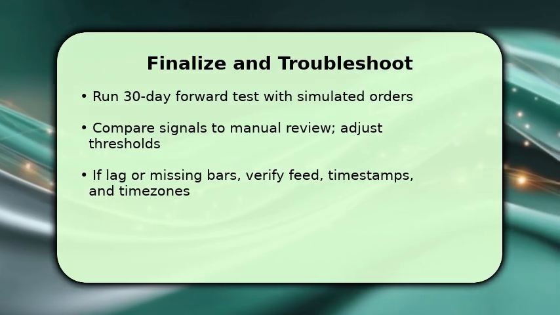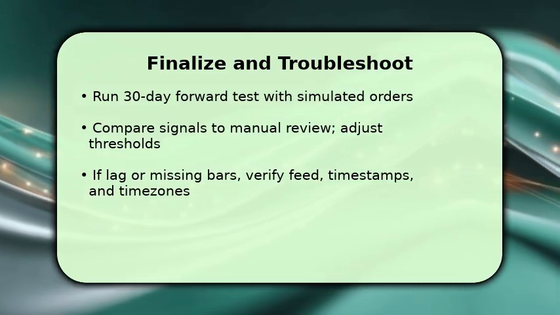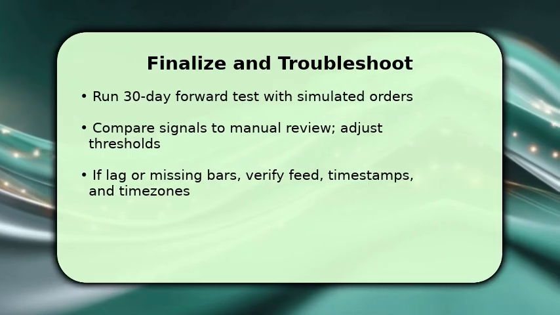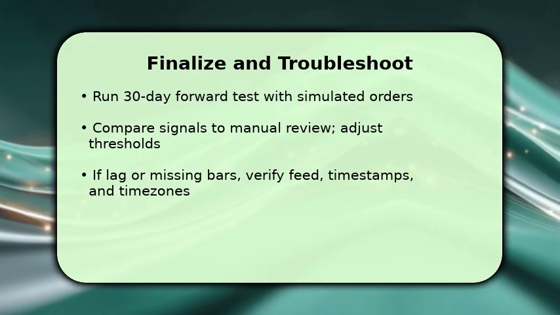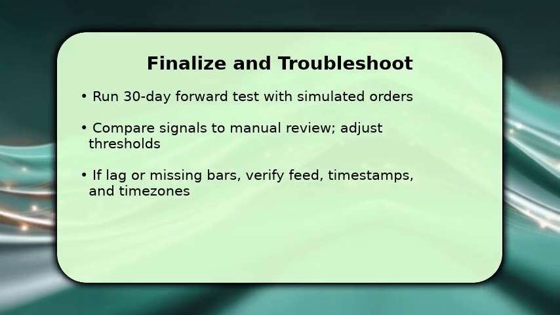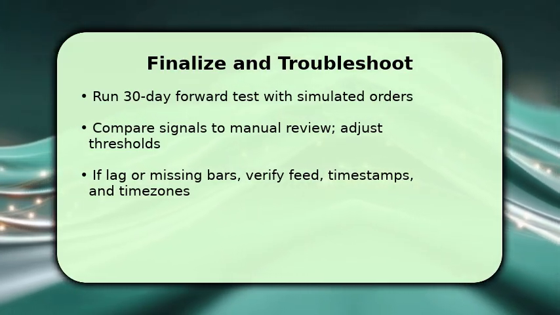If you encounter lag, missing bars, or mismatched signals, check the data feed, timestamps, and time zone alignment first. That single step fixes most issues. If problems persist, restart the platform and reapply the indicator settings.